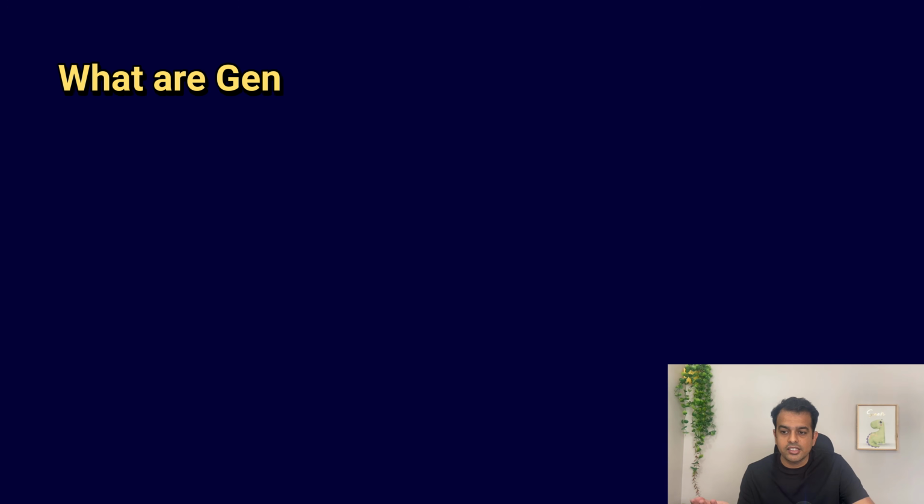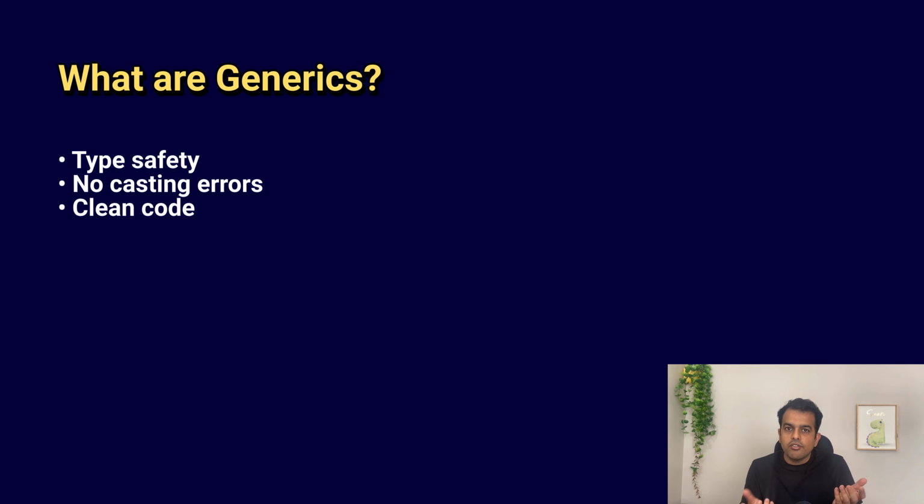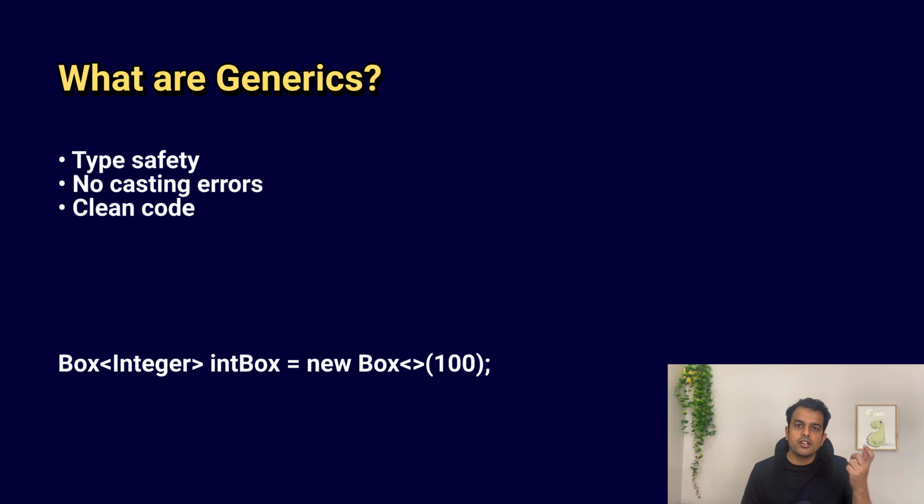What are generics? This is again a very simple question. You can answer it something like this: generics were introduced to provide type safety. They make sure we only store one type of object in a collection. They also help us avoid typecasting errors at runtime. So we use angle brackets, like you can see on the screen, angle bracket String or angle bracket Integer, to define generics. This makes our code cleaner and safer.